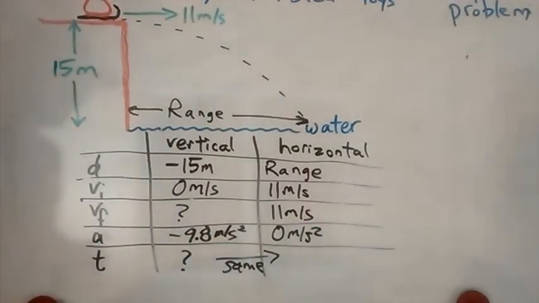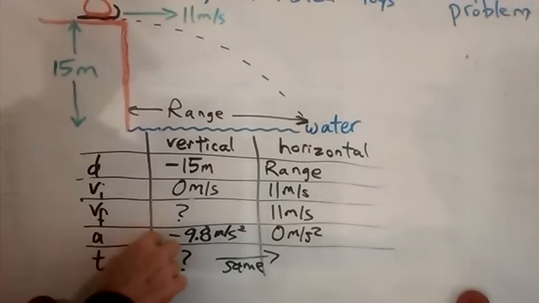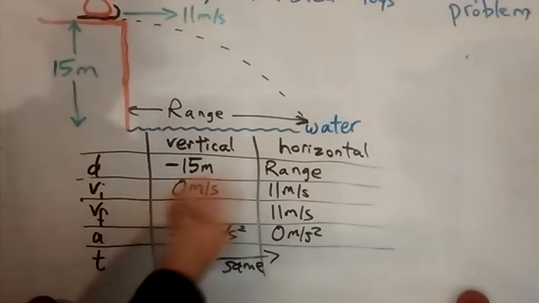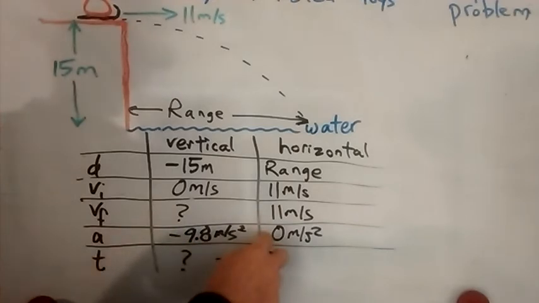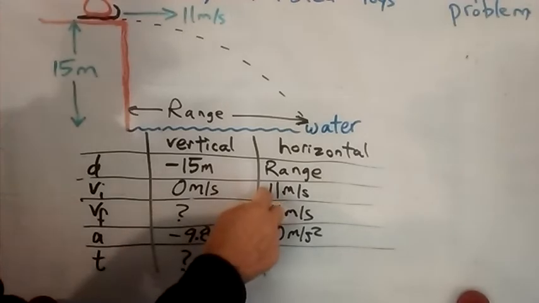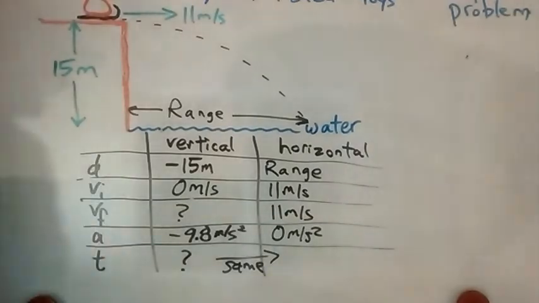So there are a few rules here for projectile motion. One, the acceleration in the vertical direction is minus 9.8 meters per second squared, and the acceleration in the horizontal direction is 0 meters per second squared. That's on Earth. If it was on the moon, the vertical acceleration would be minus 1.6, for instance, but the horizontal acceleration would be 0. So the horizontal speed, initial and final, are exactly the same. Okay?